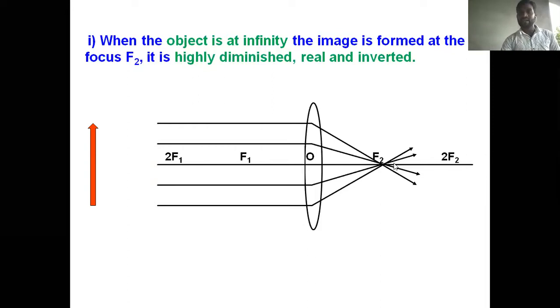So here all of these are meeting at one point on the principal axis, that is the focus point, and we may call it image is formed at focus. So what is the first condition? If the object is kept at infinity, the image is formed at focus f2.